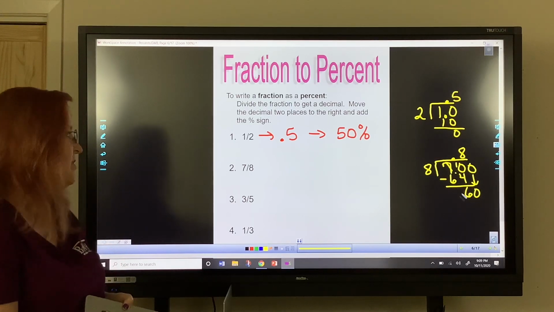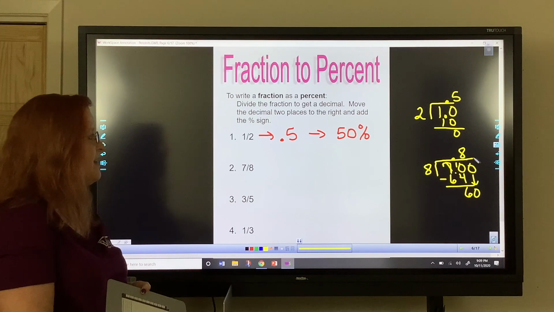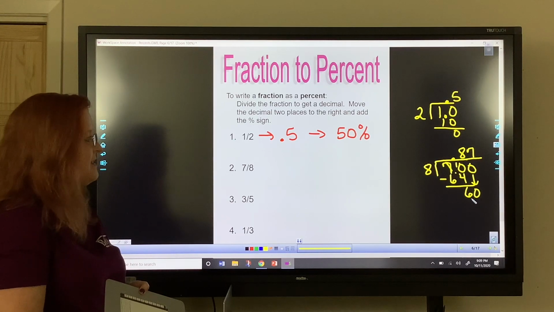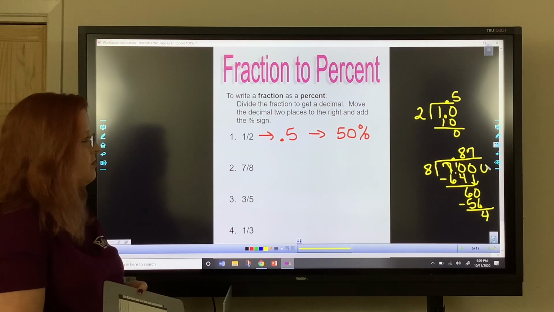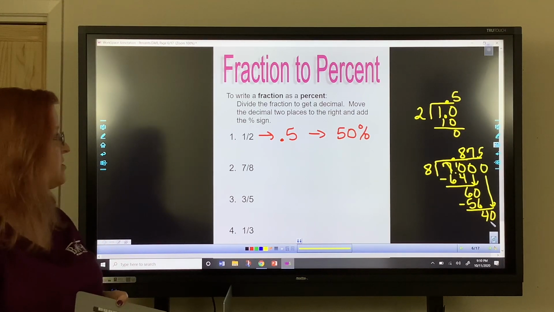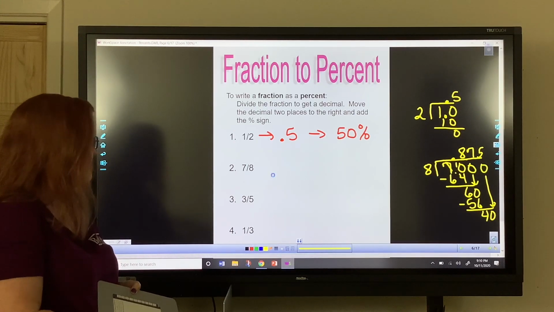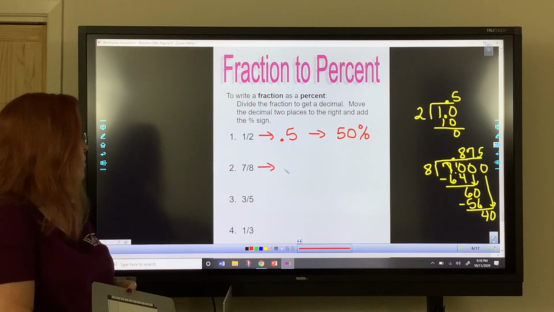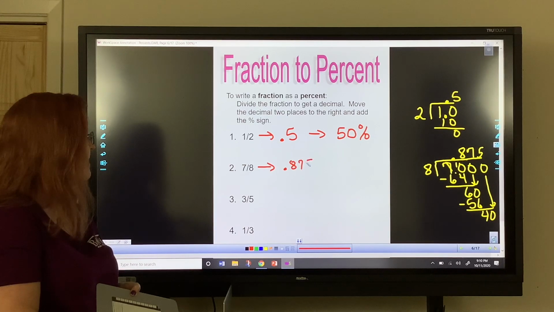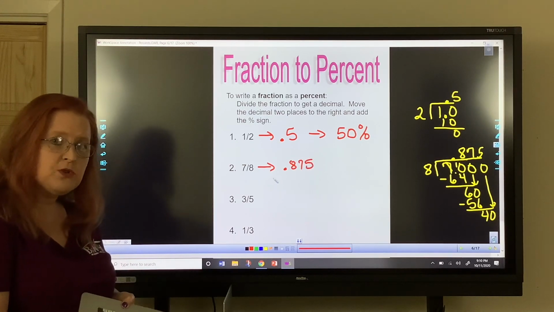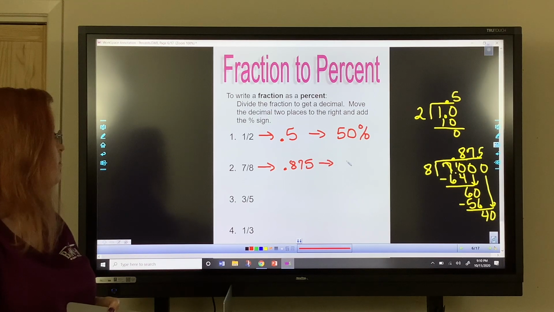8 into 60. Well, 8 won't work, so let's try 7. That's 56. Subtract, we get 4. Add a 0, bring it down. So that would be 5. And we know that 8 times 5 is 40, so we can stop there. So our 7/8 equals 0.875 as a decimal. Moving our decimal 2 places to the right, we would end up with 87.5%.